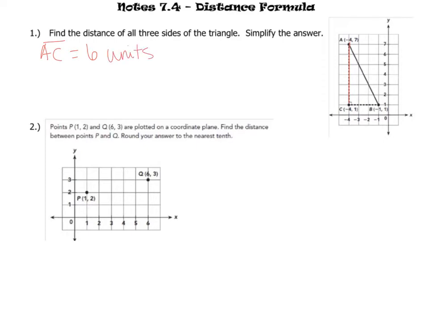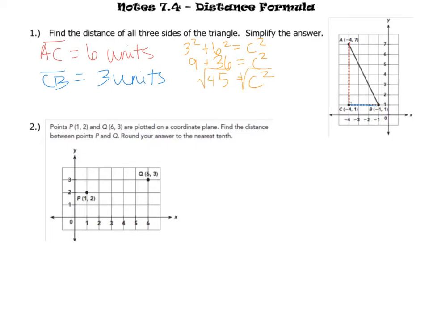So there are 6 boxes on each side. Then for side CB, there are 1, 2, 3 units. So now to find the last side, which is AB, we're going to have to use the Pythagorean theorem. So it's 3 squared plus 6 squared equals C squared. So 9 plus, not 16. I don't know why I keep doing 16. 9 plus 36 equals C squared. Well, 9 plus 36 is 45, which is C squared.